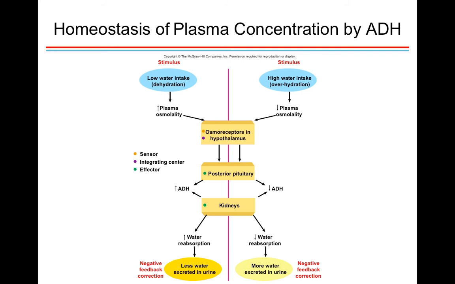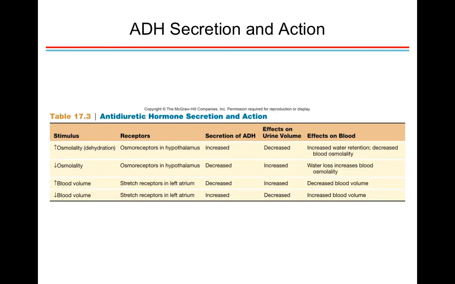And I should also mention that another name for the antidiuretic hormone is vasopressin, and it got that name because it helps to increase blood pressure. And then last but not least, I'd just like to show you a table that helps to reinforce some of the concepts I've just discussed.